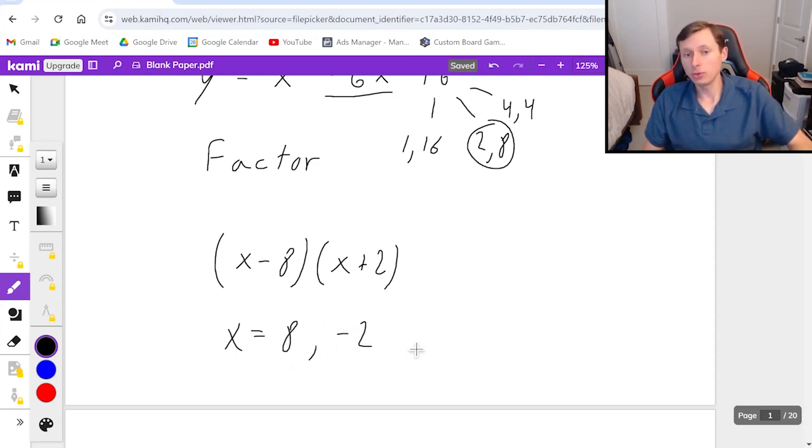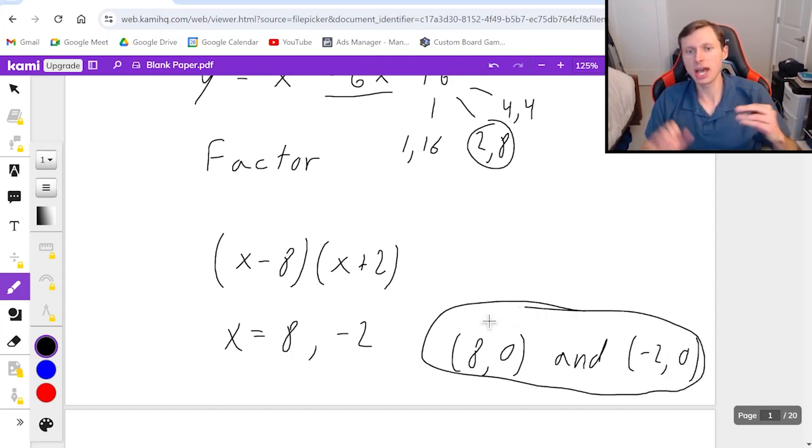And another way you need to know how to write x-intercepts is like this: (8, 0) and (-2, 0). Because this is technically the correct answer. X-intercepts are technically coordinate points where the y-coordinate is always going to be 0. And that's just something you want to memorize.